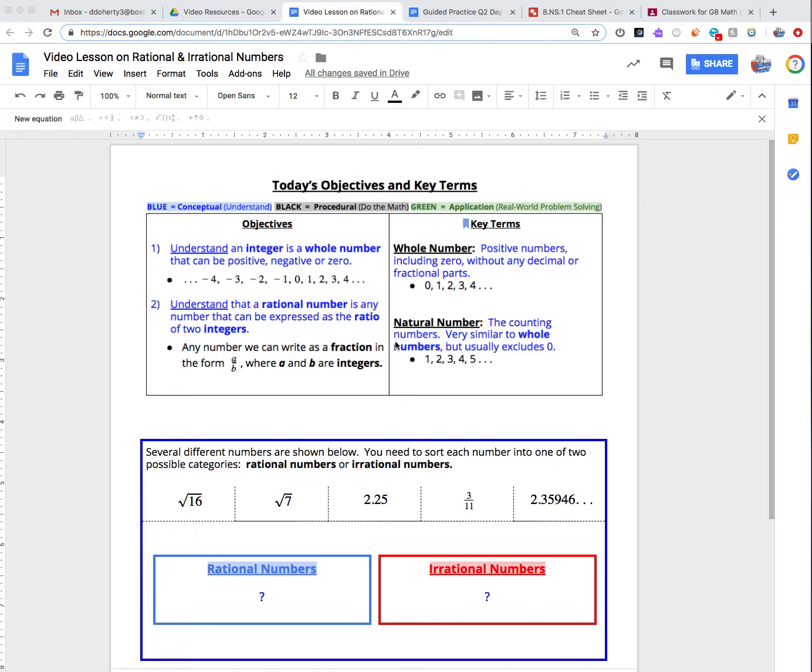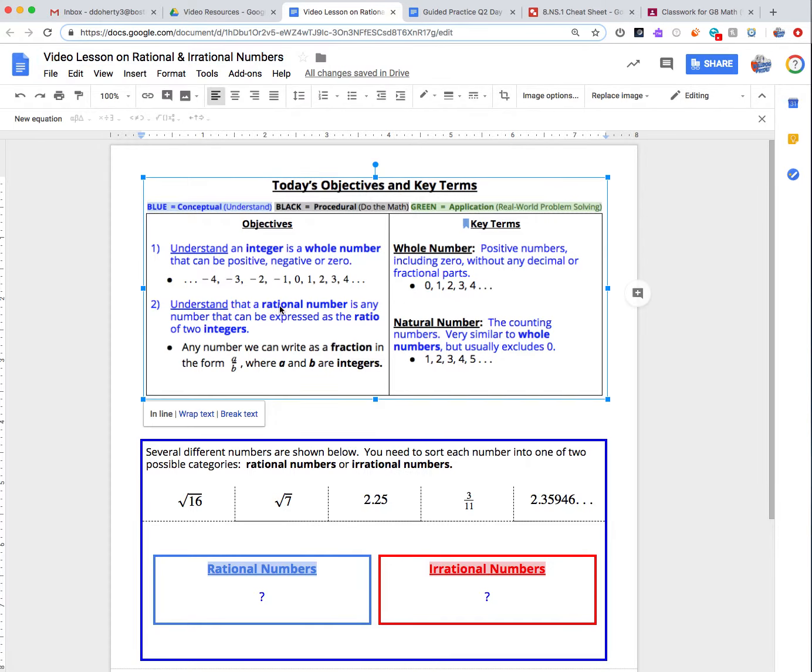Welcome. In this video, we're going to teach you what a rational and an irrational number are. It's a new way to classify all numbers. Every number is going to be considered a rational number or an irrational number. The definition is found in Objective 2 today.